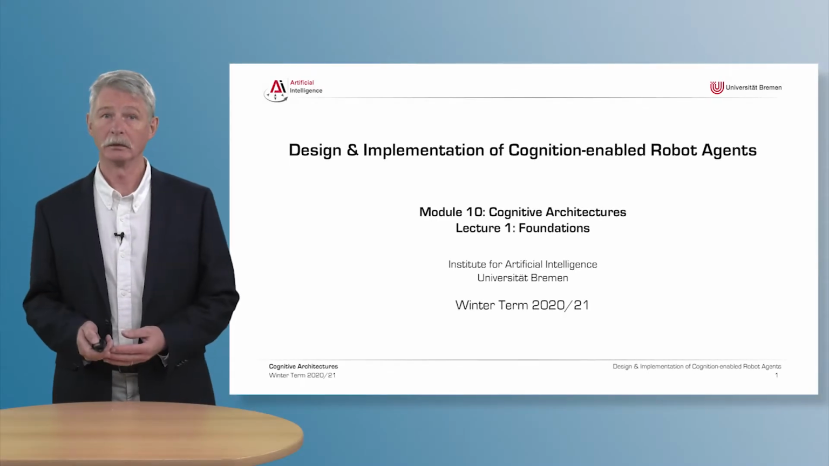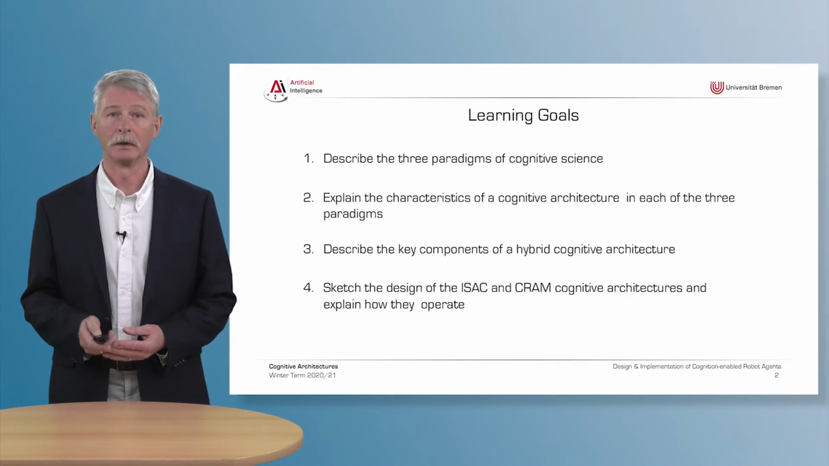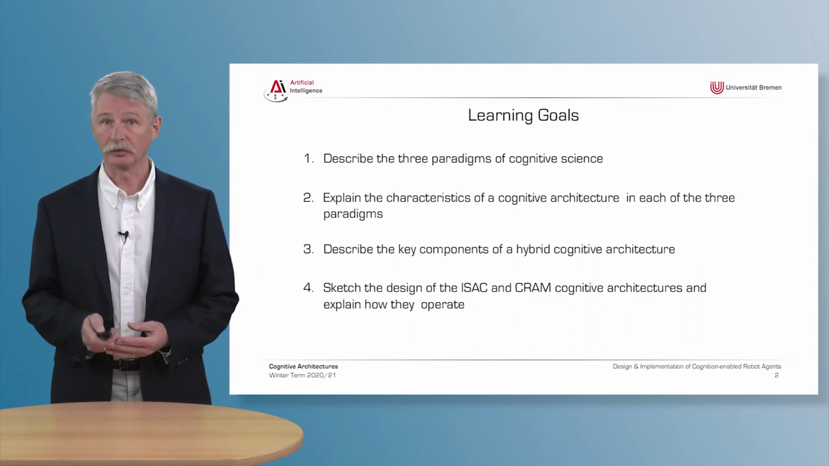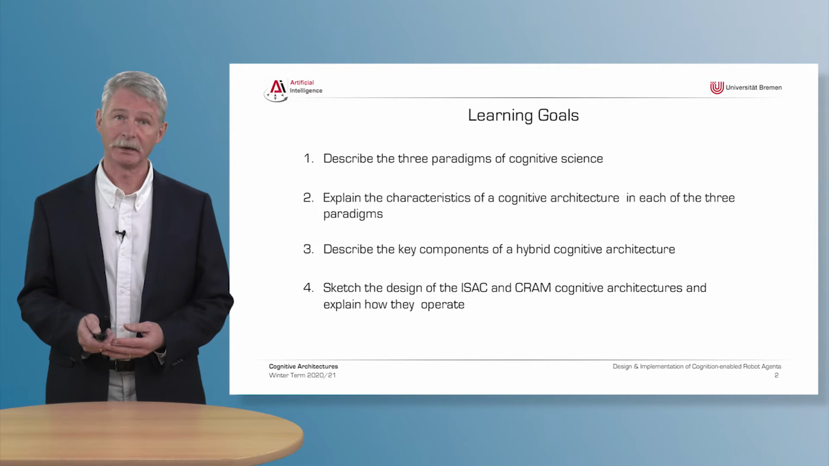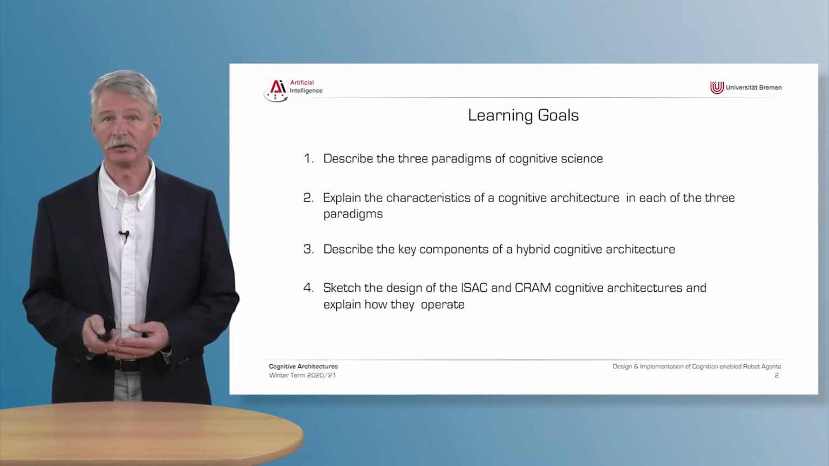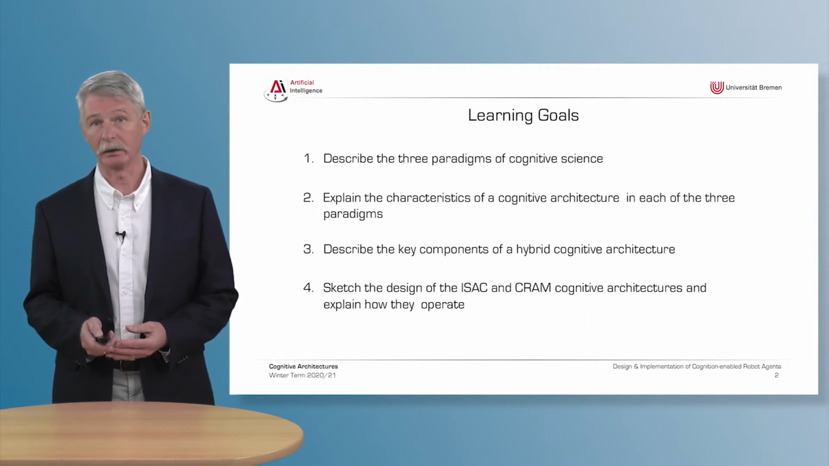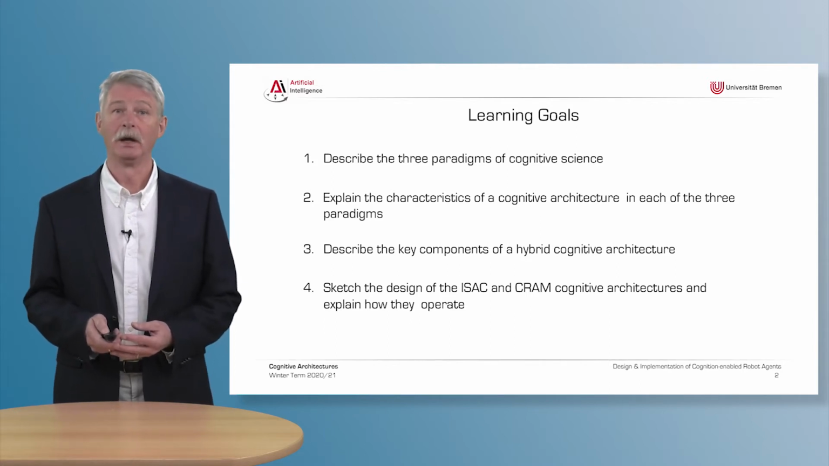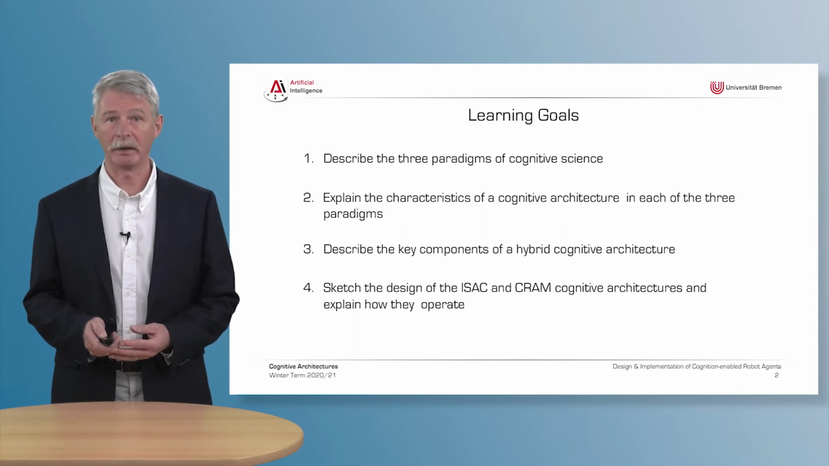Welcome to Lecture 1 of Module 10, in which we will study cognitive architectures. We have 4 learning goals in this module, so that by the end, you should be able to describe the 3 paradigms of cognitive science, explain the characteristics of a cognitive architecture in each paradigm, identify and describe the main components of a hybrid cognitive architecture, and sketch the design of 2 specific cognitive architectures, Isaac and Cram, and explain how they work.